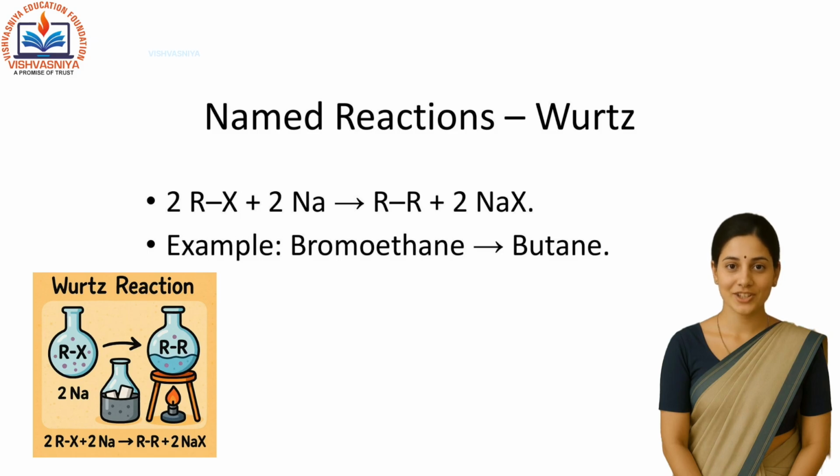Here, two molecules of alkyl halide react with sodium metal in dry ether. The product is a higher alkane. For example, two molecules of bromoethane react with sodium to form butane and sodium bromide. This reaction is useful for preparing alkanes with even numbers of carbon atoms.